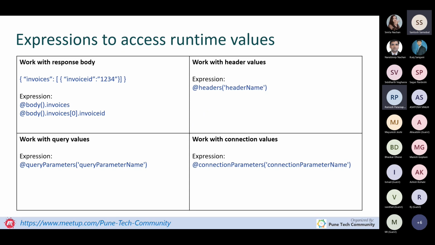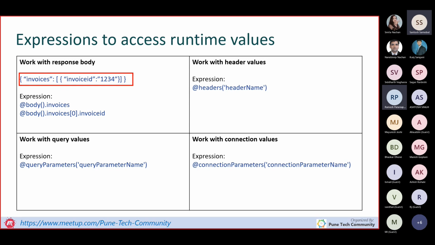Let's see these expressions to access the runtime values. Expressions enable policy template parameters to get their values from runtime data. The functions can access and perform operations on runtime data from the headers, query, and body of the request and response from the API. For example, if you have a list of invoices and you have to work with the response bodies, and you want to get all the invoices, then you can use the expression body.invoices. It will give you a list of all the invoices.